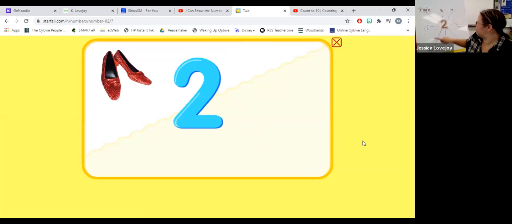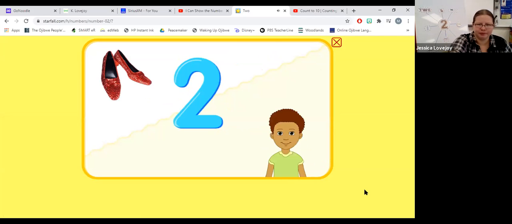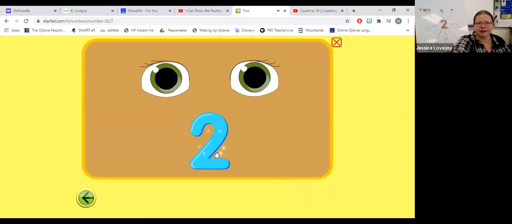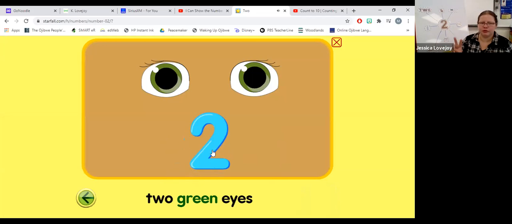Notice how when they wrote the number 2, they made half a heart and then gave it a shoe. That's how we make a 2. What do you see on there that has a picture of 2? Yep, there's 2 shoes. Let's see, what on here do you see that has 2? Let's check. 2 green eyes.